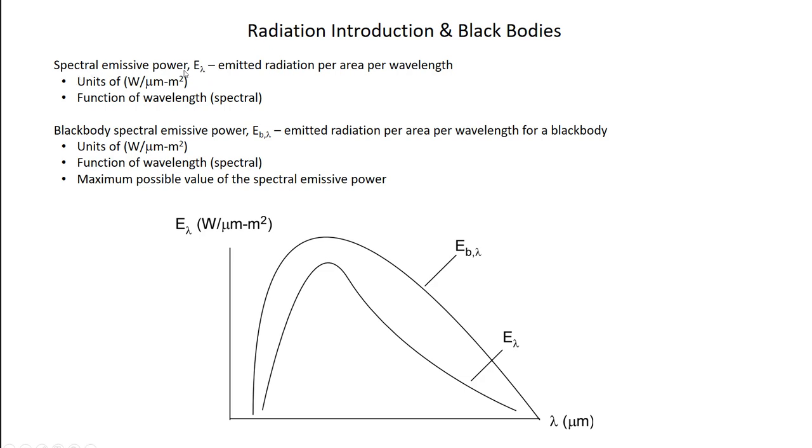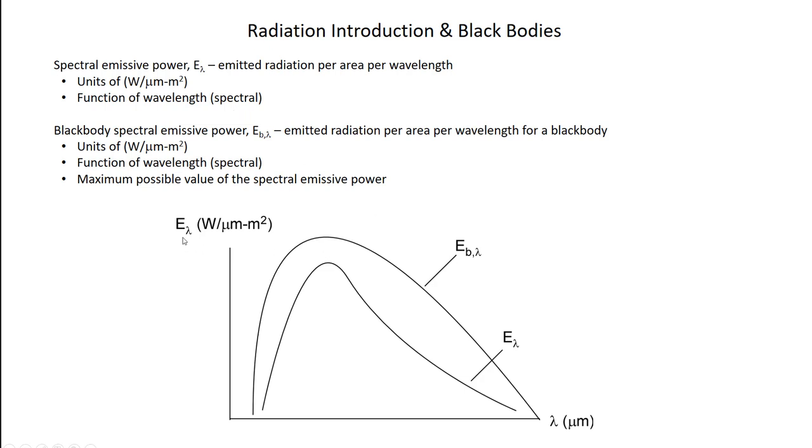So spectral emissive power, this is E sub lambda. This is the emitted radiation per unit area per unit of wavelength, right? So this is how the radiation is emitted over the spectrum, and is normalized by per unit area of the surface doing the emitting. It has units of watts per micron, right? So per wavelength per meter squared, so per area. And it is a function of wavelength. It's spectral. Whenever you see this word spectral, that means it is a function of wavelength.